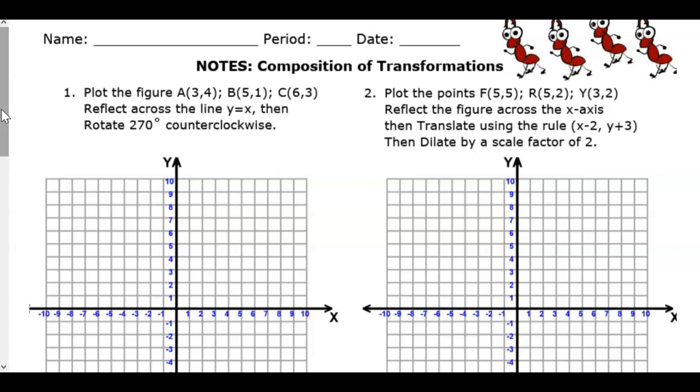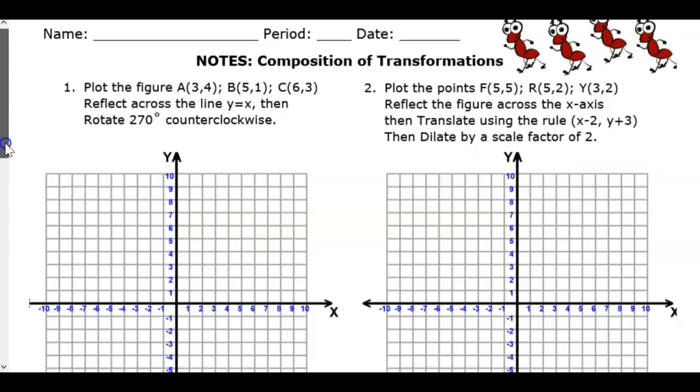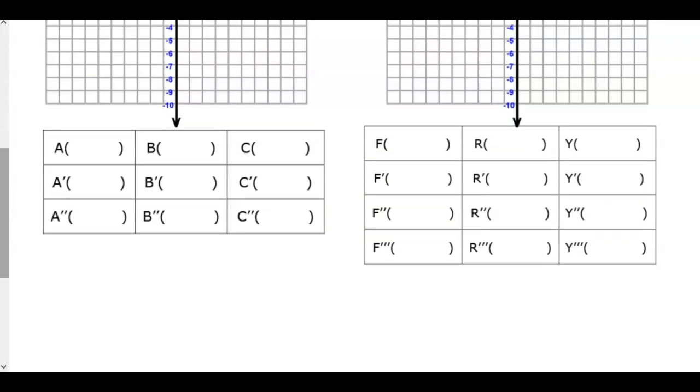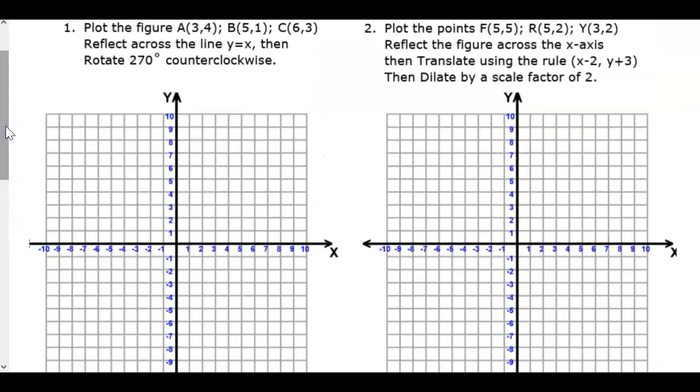All right. So number one. First thing you're going to do is plot the points, and we're going to put all of our information into this little box that I made for you here. So first things first, let's graph (3, 4), (5, 1), (6, 3). Go ahead and graph that triangle right now, please.